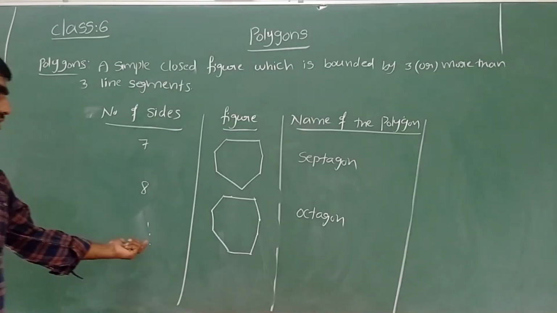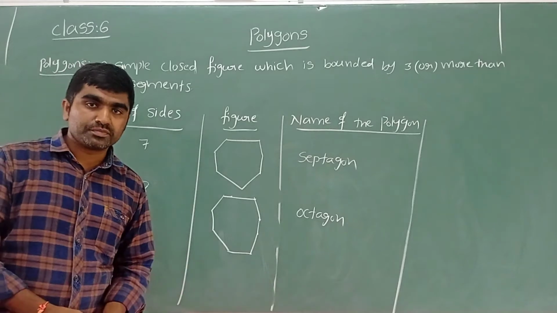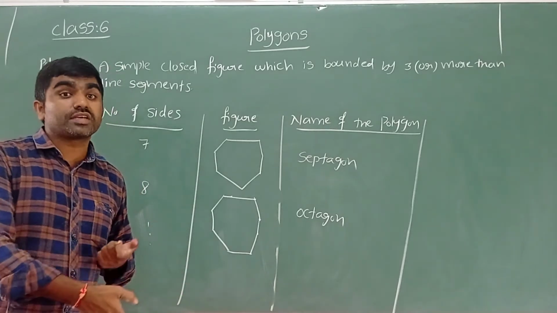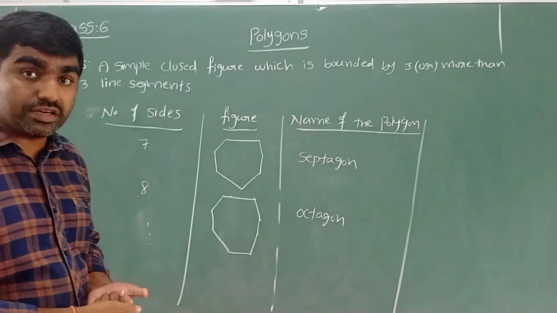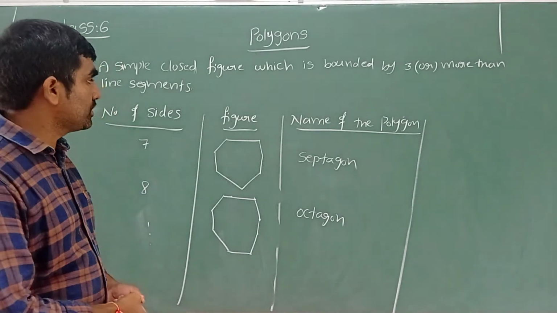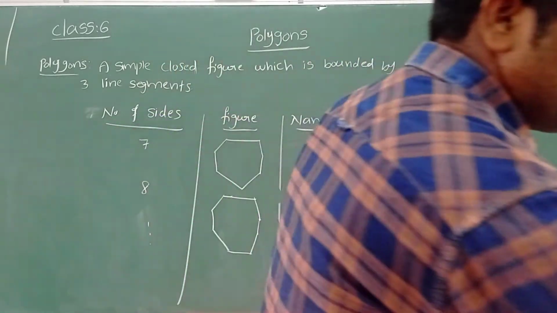If 9 sides are there, we call it a nonagon. 10 sides are there, a decagon. Suppose a polygon has 12 sides, a 12-gon, you can call it a 12 sided polygon. If a polygon has 15 sides, we call it a 15 sided polygon. So these are the types of polygons, which are based on the number of sides.